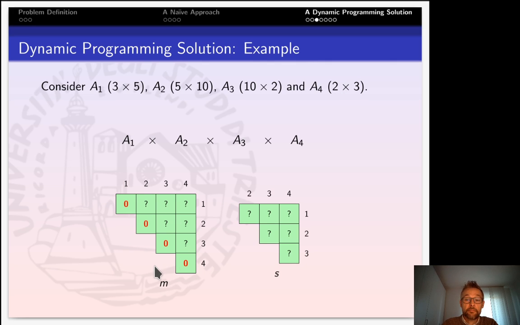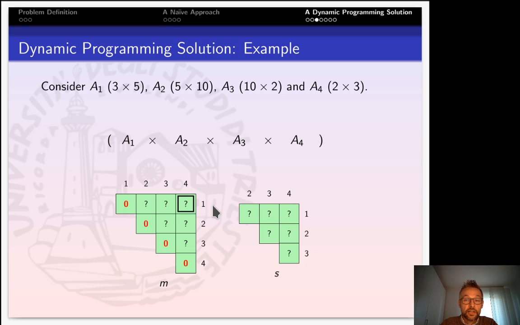Now this is M and this is S. Now we want to compute. First of all, we want to compute of course the minimal number of parenthesizations to perform the chain matrix multiplication from 1 up to 4. Okay, so we want to compute this number. Okay, and this is what we are doing. We want to compute this number.